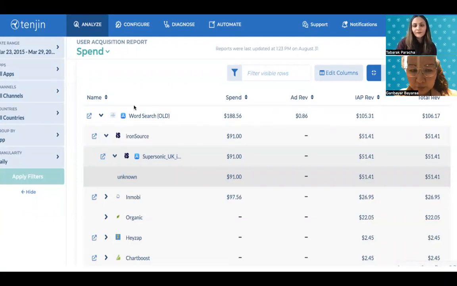You can see the app level, and then ad network level, and then the campaign level, also site ID and keyword level, all broken down and allocated.